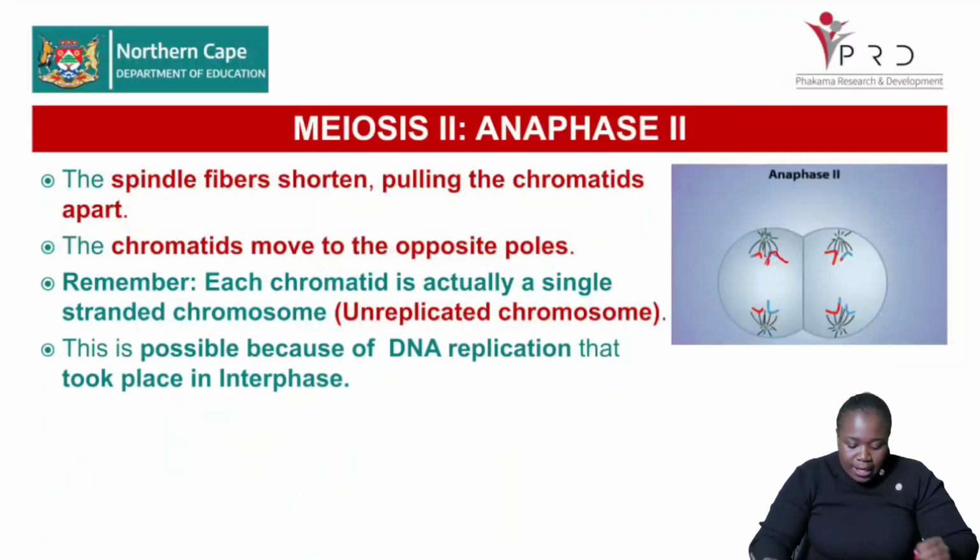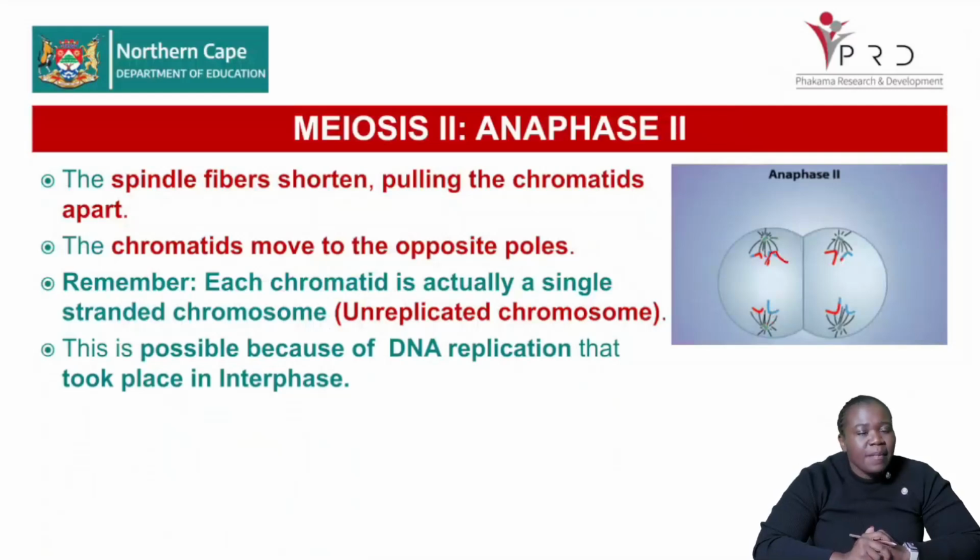Now, they are also going to be genetically different from each other. They are going to be different from each other because of the random arrangement that happened, and also because of the crossing over that took place.